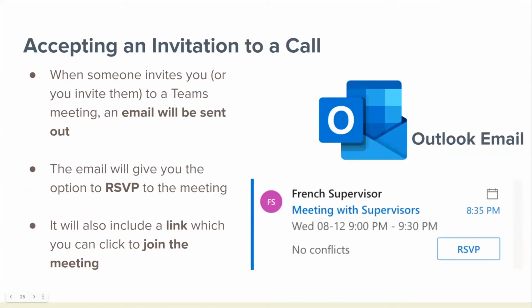Now, how to accept an invitation to a call. When someone invites you, or you invite them, to a Teams meeting, an email will be sent out in order to notify attendees and the host. The email will give you the option to RSVP to the meeting, and it will also include a link which you can click to join the meeting. So there will be just the basic information in the email that is sent out, and then you'll be able to access everything you need from that email.